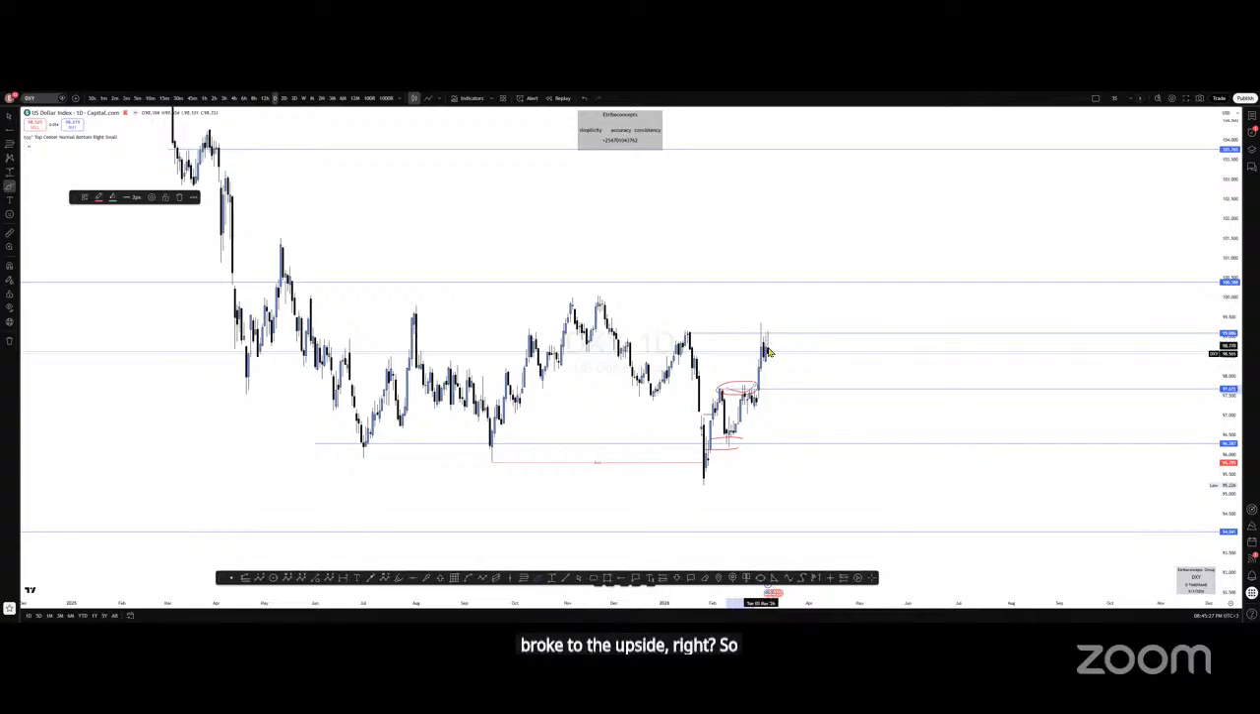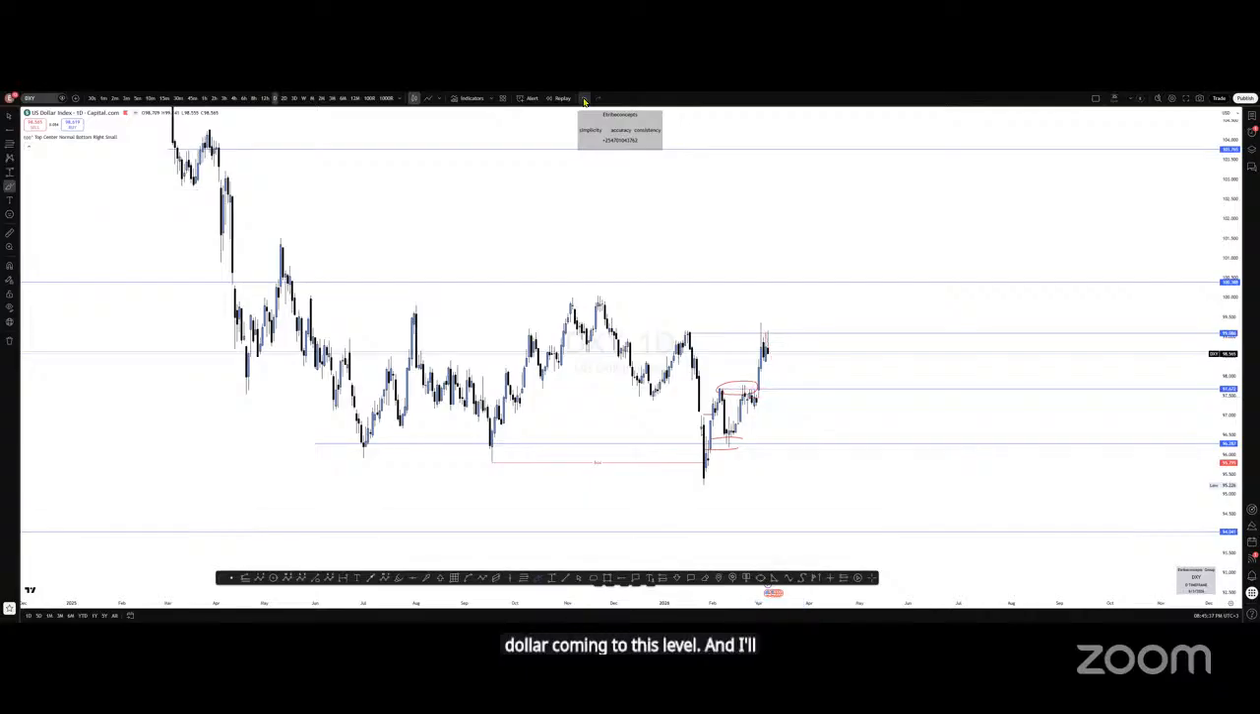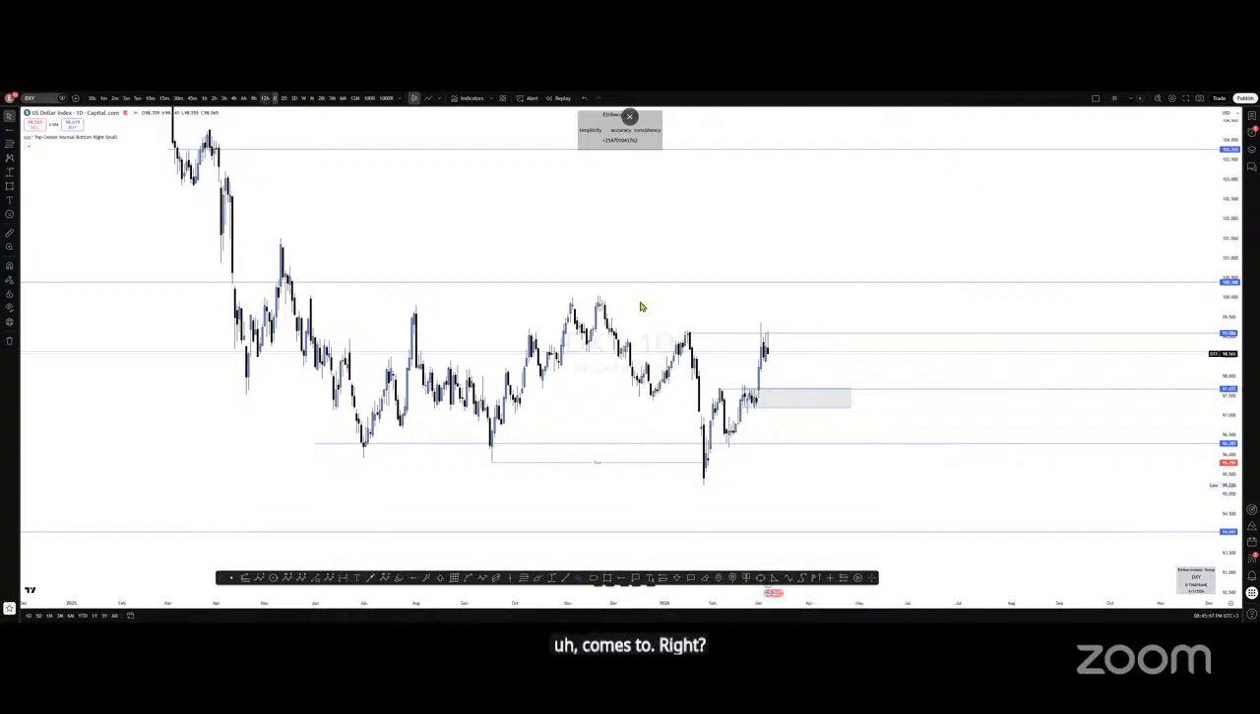So I'm looking forward to see my buyers as the week opens. I'm looking forward to see dollar coming to this level, and I'll be very keen with what is going to be happening during the CPI data release. So this is the zone that I'm looking forward to see the market come to, right? I hope you guys are following.